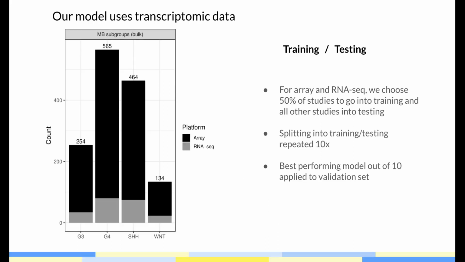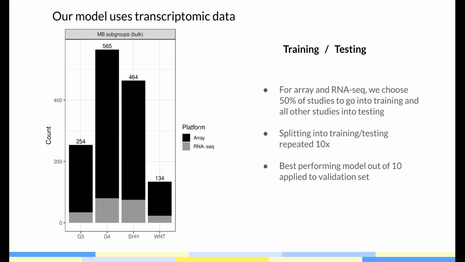So our model uses transcriptomic data. If you take a look at the plot on the left, you'll see that we have a variety of array and RNA-seq medulloblastoma data. Although we do have more array data, you'll see that the proportion across array and RNA-seq is comparable across subtypes. So we train on training data and we apply to the test data.